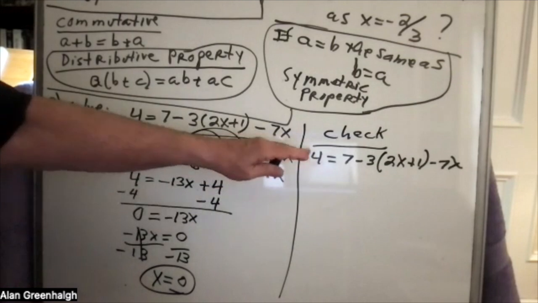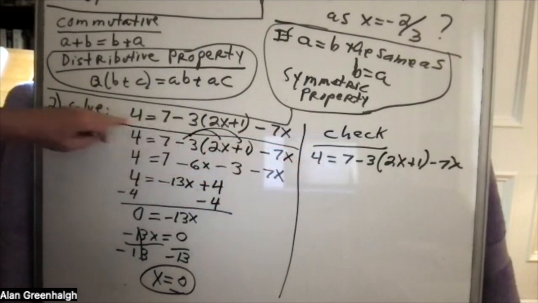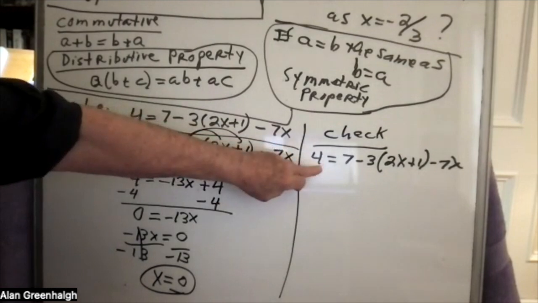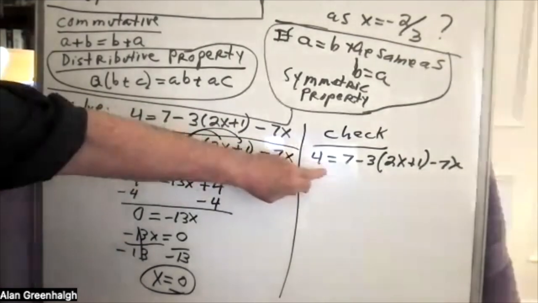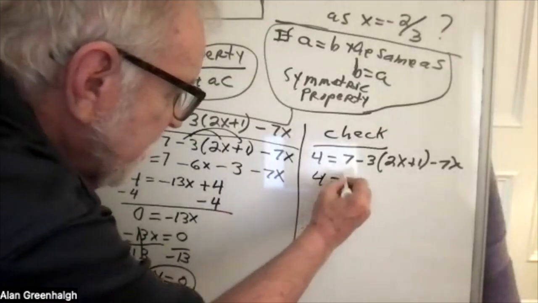I don't like the check, and I told you that before. I don't like it because, number one, I have to rewrite the problem yet again for the third time. So the more you rewrite it, the more likelihood there will be a mistake.